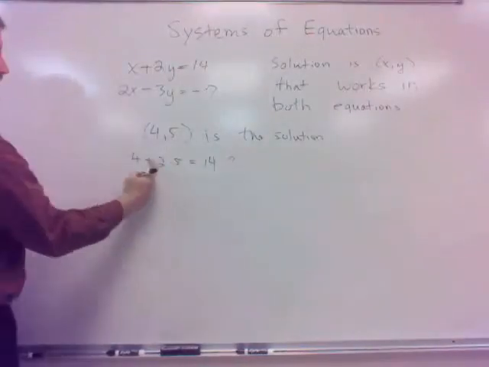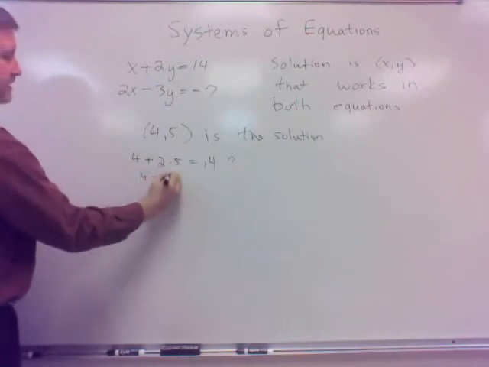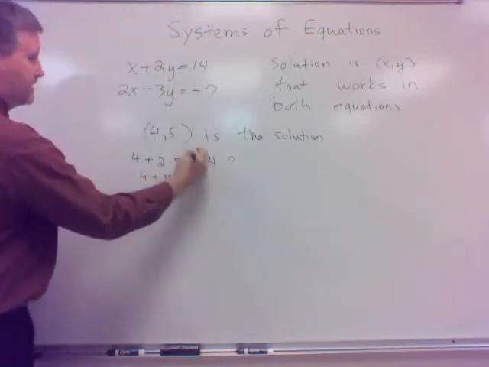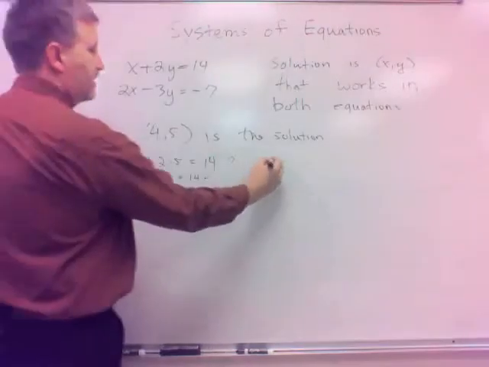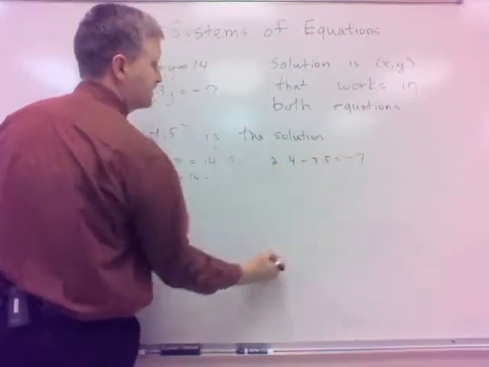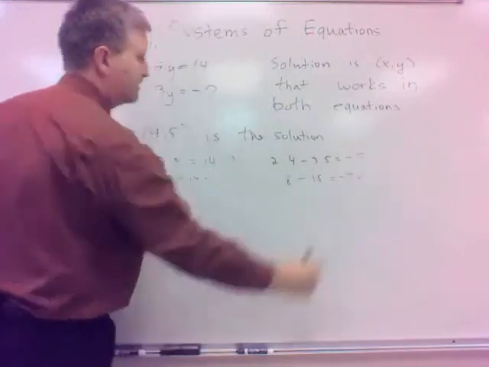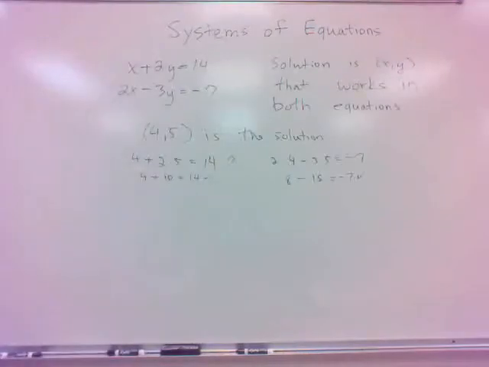Because if I plug in 4, 5 for xy in the top equation, that gives me 4 plus 10. Yeah, sure enough, that is 14. If I plug it into the bottom equation, 2 times 4 minus 3 times 5, that equals negative 7, doesn't it? Because that's 8 minus 15, and that does indeed equal negative 7. So that's what we're talking about.